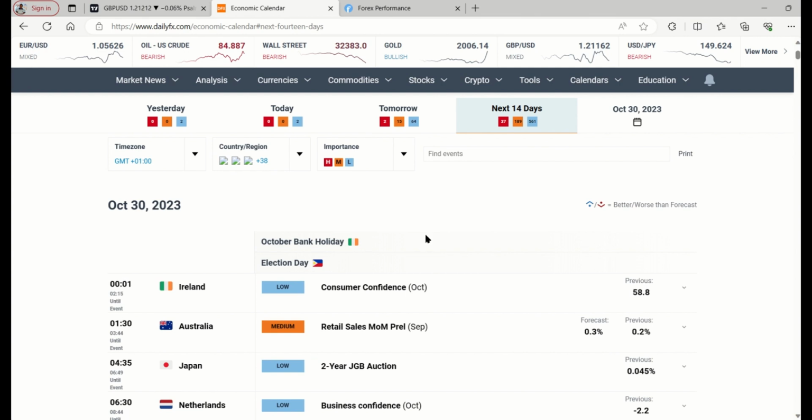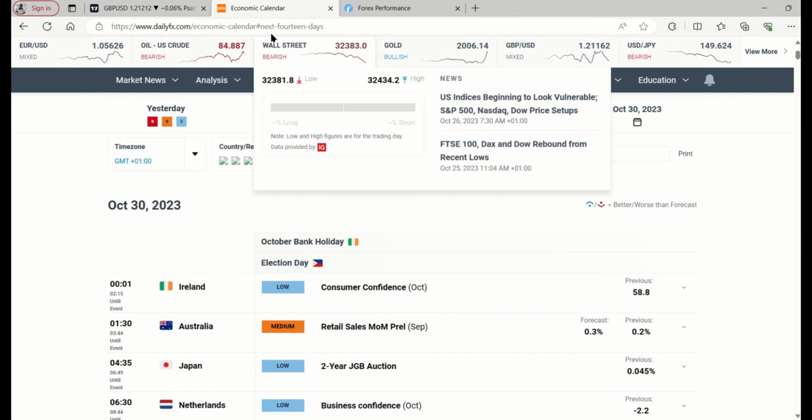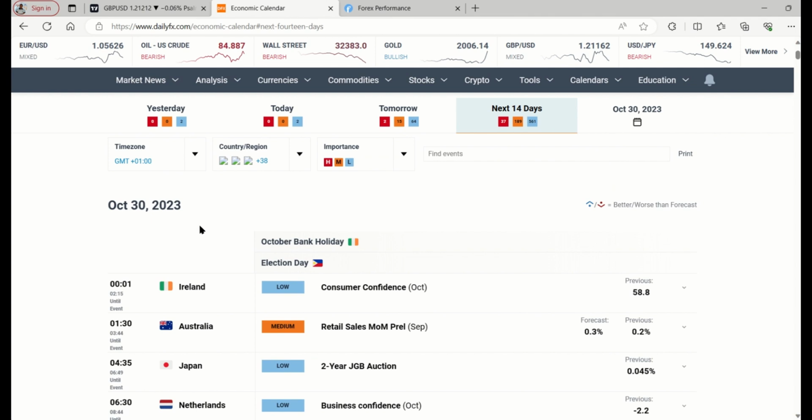That is dailyfx.com. When you come to dailyfx.com, you go to the economic calendar, and then you go to the next 14 days. So you get to see the events, and this is not only talking about FX, it is also talking about stocks and other asset classes. There are a lot of asset classes that could be impacted by economic events. But today's lecture is narrowed to forex currency pairs.